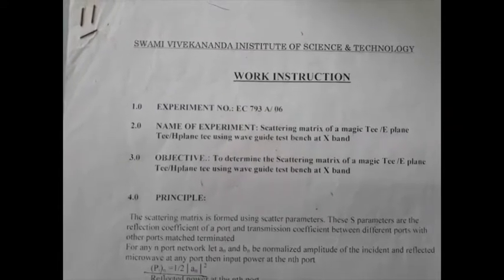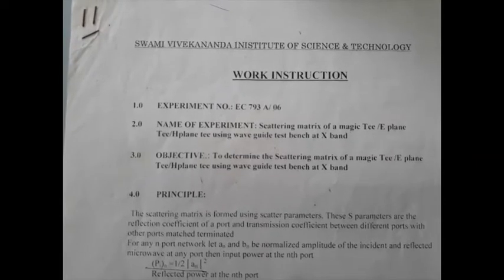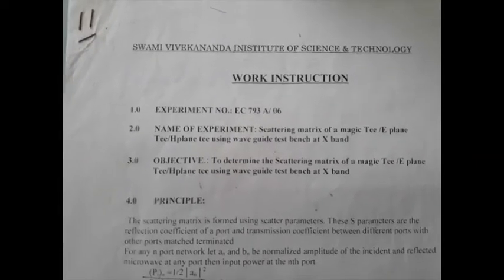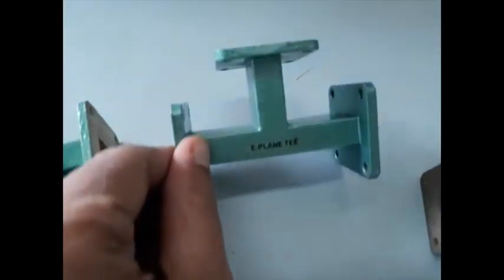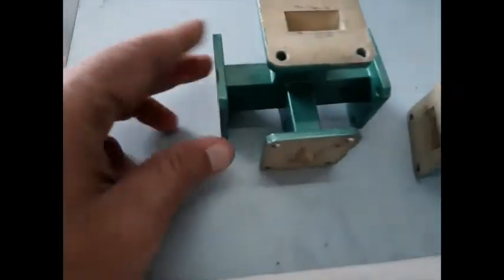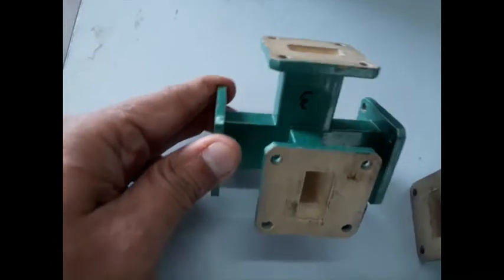We are going to measure the scattering matrix of different types of T junctions. So these are the different types of T junctions. This one is the H plane T, this one is the E plane T, and this is the hybrid T or magic T.